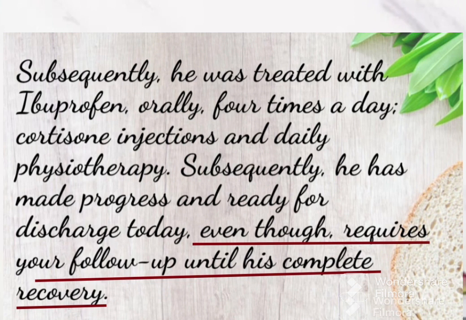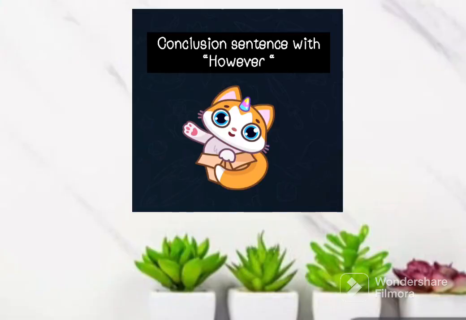It is just like assistance only. So this is for a positive conclusion. We will use it for a positive conclusion, even though you will use it for a positive conclusion. Then next, we will see the usage of however for the conclusion.